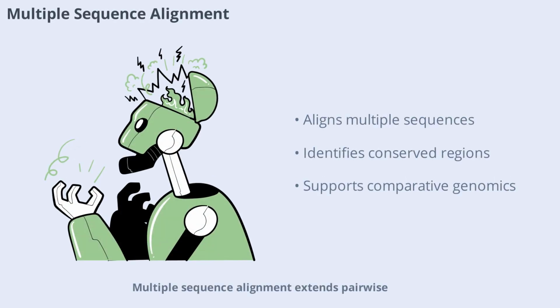Multiple sequence alignment extends pairwise alignment to more than two sequences. It's crucial for identifying conserved regions across gene families or protein domains. Tools like Muscle and MAFFT automate this process, handling large datasets efficiently. Multiple sequence alignment underpins many comparative genomic studies and helps infer evolutionary relationships.